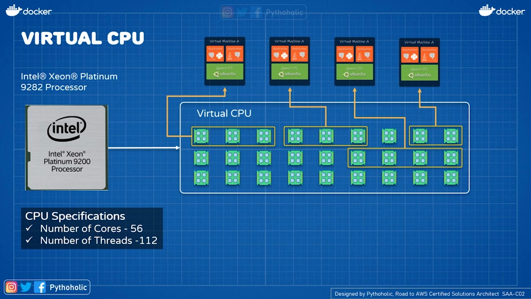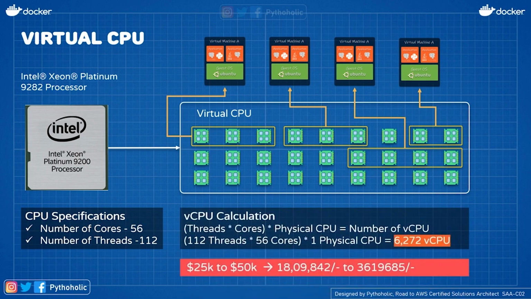But how do you know how many vCPUs you have? So let's see the calculation of the vCPU count for the 9282 processor that we have here. This is a simple formula based on my reading of the IBM documentation. You multiply the number of threads and the number of cores, and to that you multiply the number of physical CPUs that you have. In our case, we have 56 cores multiplied by 112 threads, and as we have one physical CPU, that unit remains 1. So we get a total of 6,272 vCPUs.